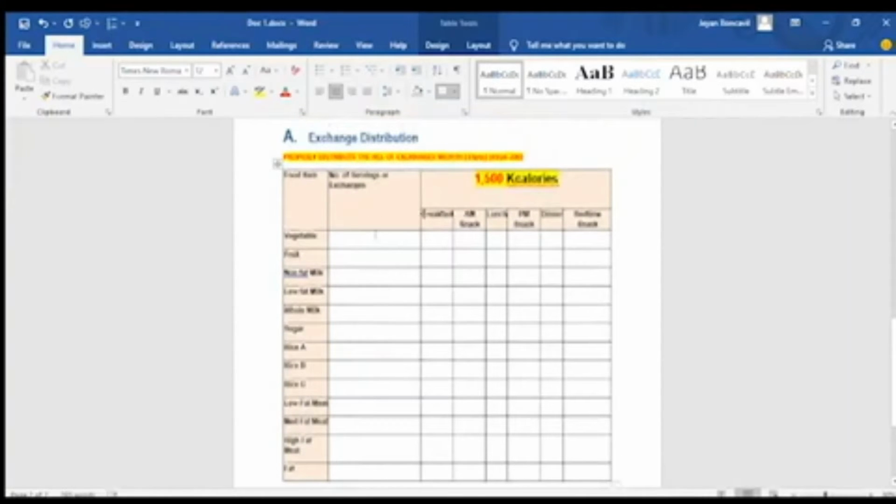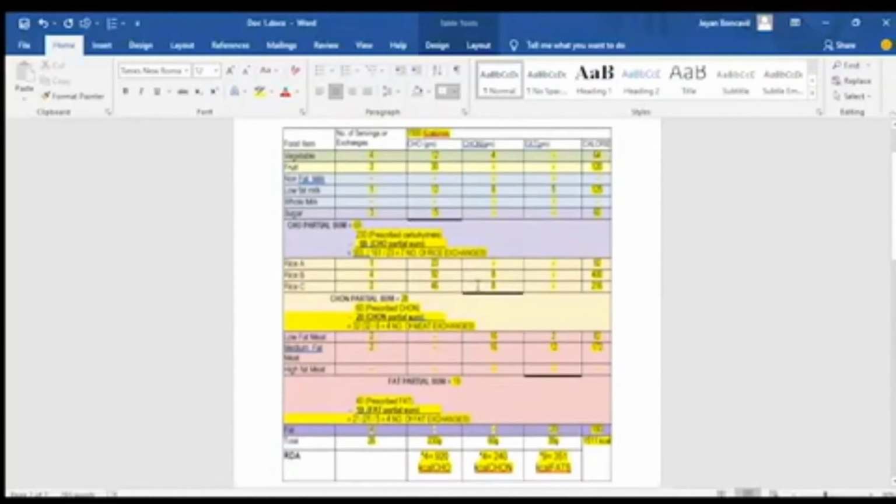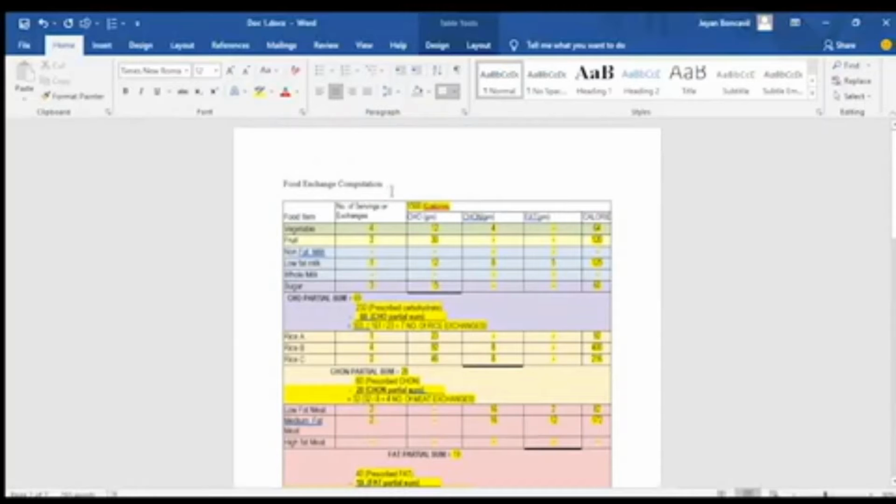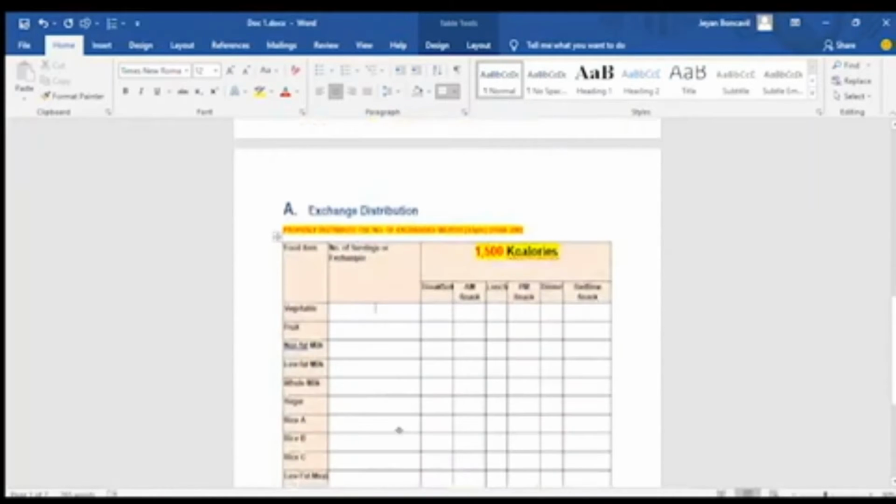So exchange distribution is where we distribute the different food items depending on how many servings or exchanges for breakfast, AM snack, lunch, PM snack, dinner, and bedtime snack. So first things first, we list down the number of servings or exchanges for the food items. So where do we get that? We base it on the food exchange computation. So we basically just copy this to this.